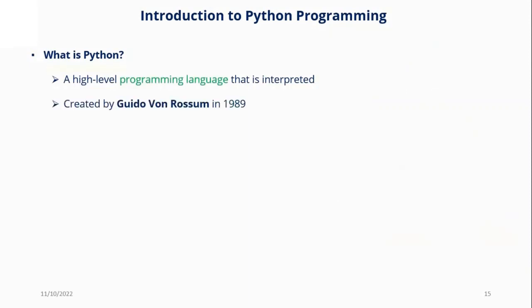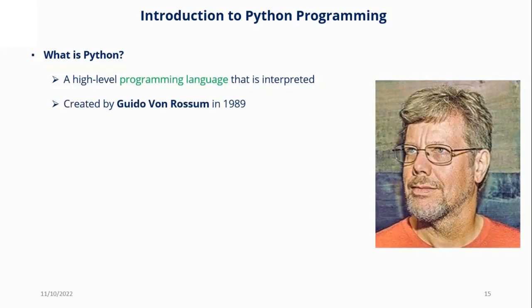So, what is Python? Python is a high-level programming language that is interpreted, like we saw earlier on. It was created by Guido van Rossum. Kudos to him, great man. He should be celebrated for providing opportunities to thousands of people, maybe millions of people across the world. You can read about him on this link in Wikipedia.